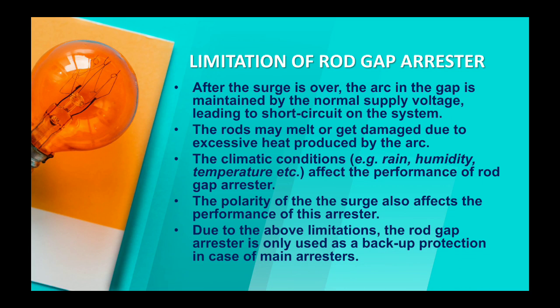Due to the above limitation, the rod gap arrestor is only used as a backup protection in case of the main arrestor. So it is not acting as a primary protection. It acts as a backup or secondary protection with another arrestor or with the main arrestor.